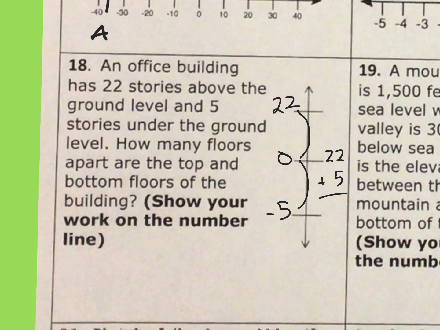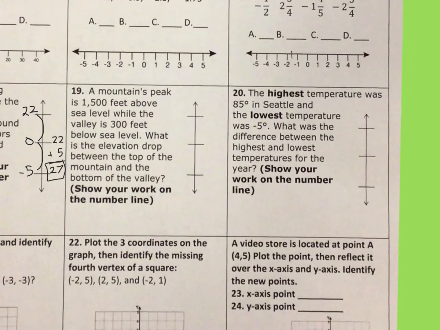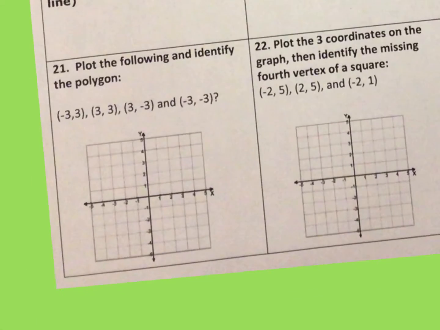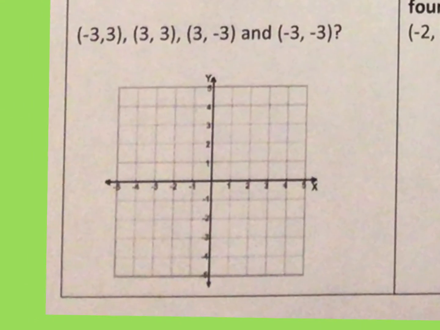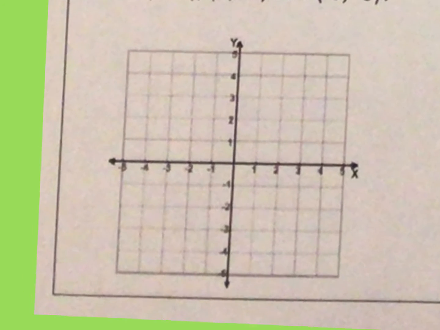Plus 5. So my answer would be 27. There are 27 floors in between those two. That's what you're practicing on number 19 and 20. Number 21, if you'll remember, we did this a few times throughout the year.